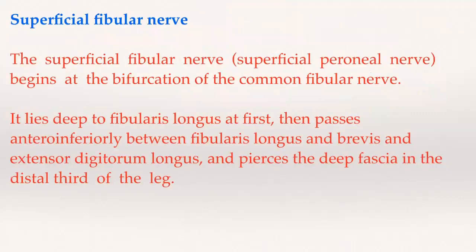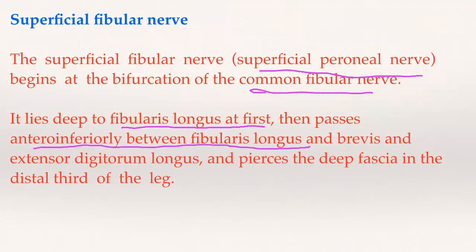Coming to its main branches, the superficial and deep fibular nerves. The superficial fibular nerve begins at the bifurcation of the common fibular nerve. It lies deep to the fibularis longus at first, then passes antero-inferiorly between fibularis longus and brevis and extensor digitorum longus, and pierces the deep fascia in the distal third of the leg.